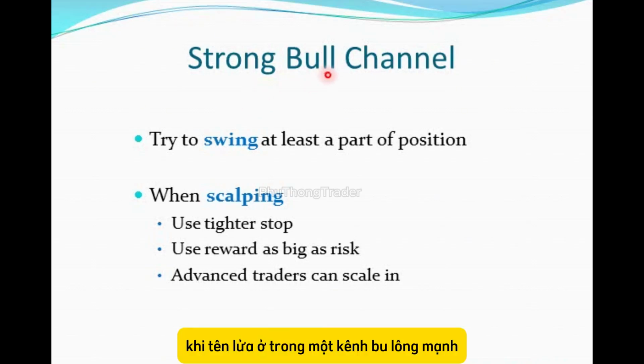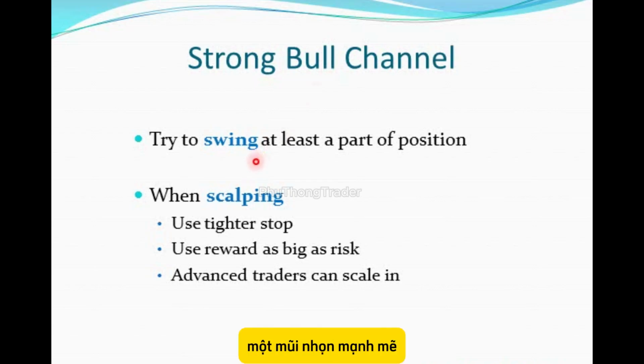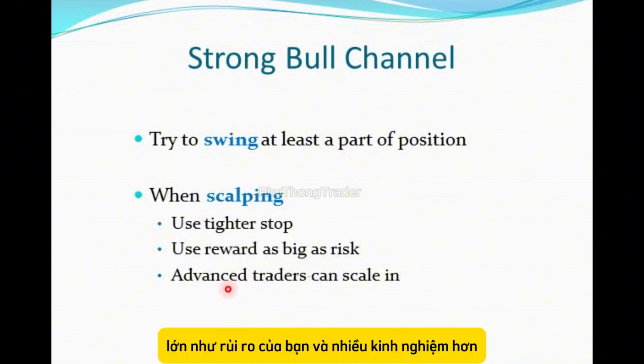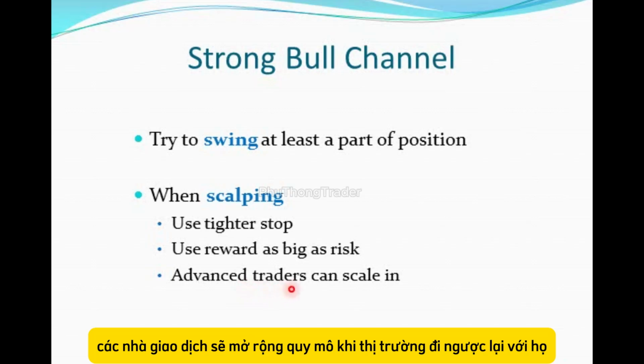When the market is in a strong bull channel, you should trade it like a breakout, a spike, a strong bull trend, and try to swing at least part of the position. When you are scalping, use a tight stop and go for a reward that's at least as big as your risk. And more experienced traders will scale in as the market goes against them.